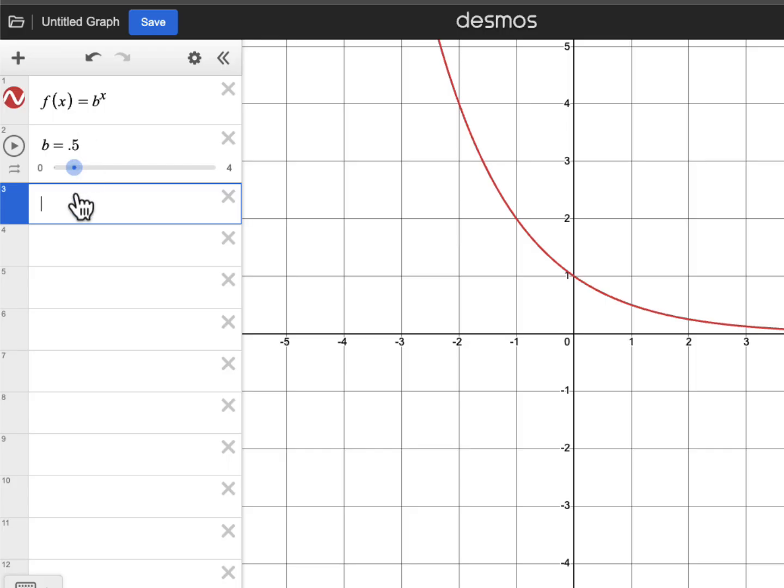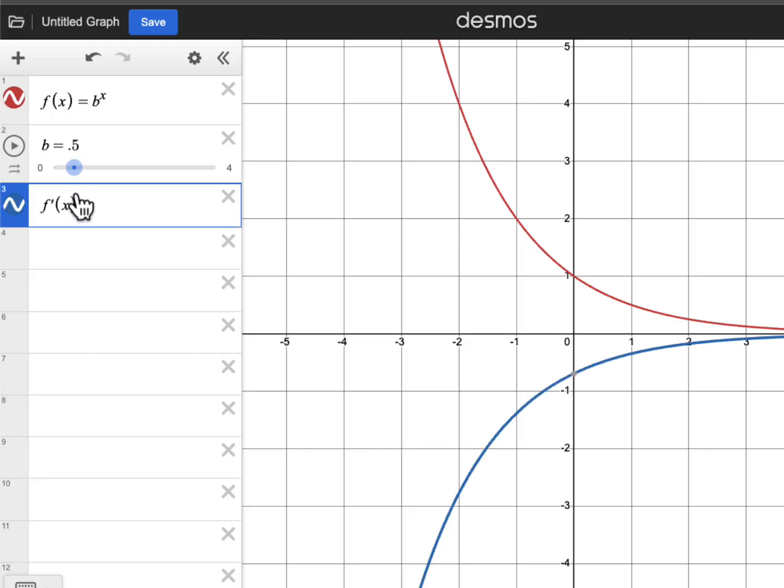In fact, with Desmos, we have the function typed in, we have a base chosen. You can also type in f prime of x, and Desmos will graph the derivative. And you'll notice that the red graph is a decaying exponential, and its derivative is below the x-axis. So the fact that we have negative slopes all across this red curve means that we have negative outputs for the graph of its derivative.